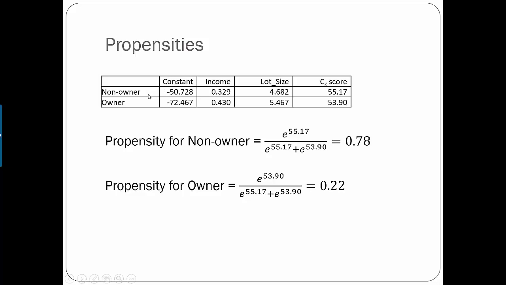So here for our example, this is the discriminant function for non-owners, and we already computed the discriminant score, 55.17. For owner it is 53.19. So find e to the power of 55.17, e to the power of 53.19, add them up, and that goes in the denominator. You take the discriminant score for the non-owners, put it in the numerator, and you find the propensity for non-owners. Then put e to the power of the discriminant score of owner in the numerator, and you get the propensity for owner.